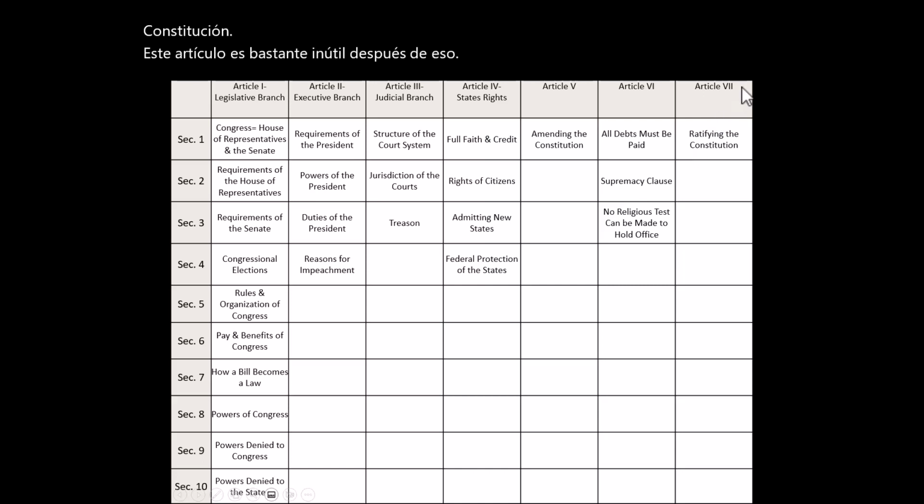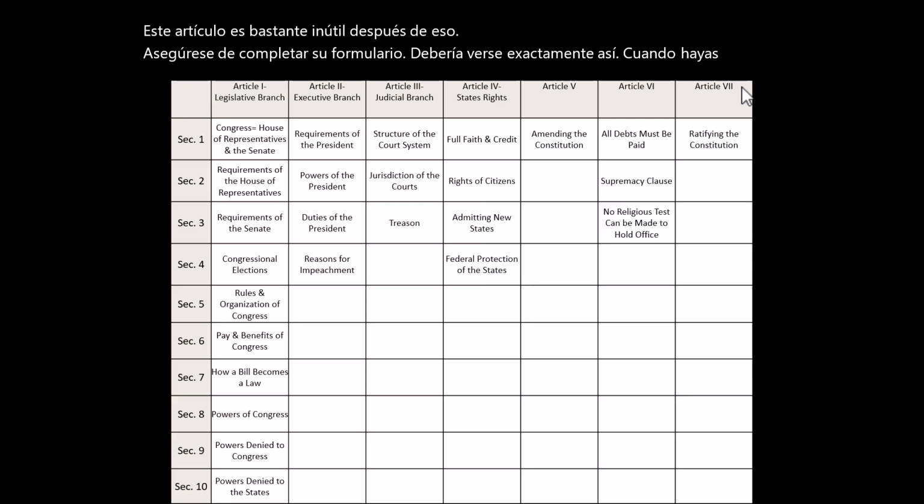Make sure that you fill out your form. It should look exactly like this. When you're finished, show me and I'll give you a stamp to allow you to go on.